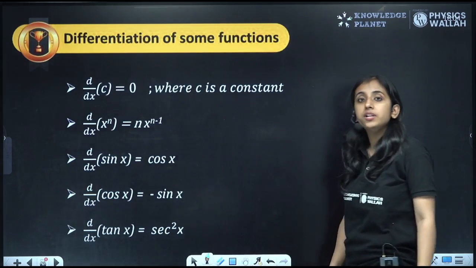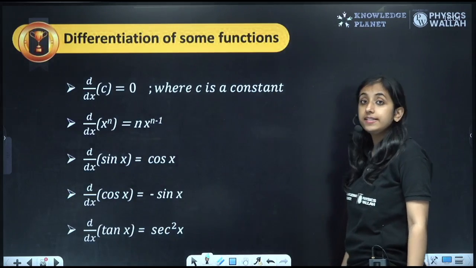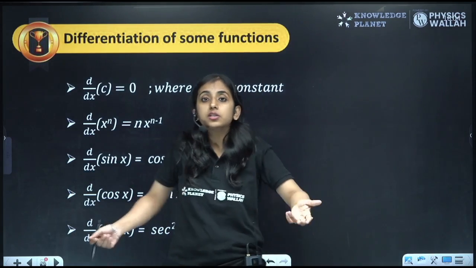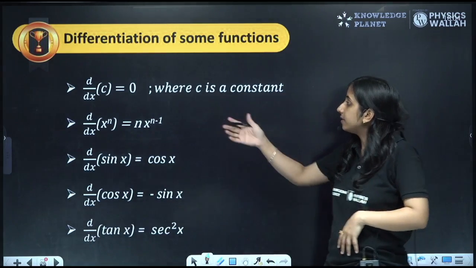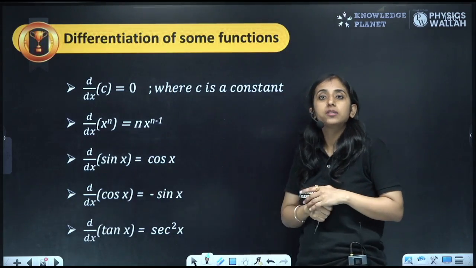Now see, differentiation of a constant is 0. A constant doesn't change, it's a fixed value, so the change in a constant is 0. That is why differentiation of a constant is 0.